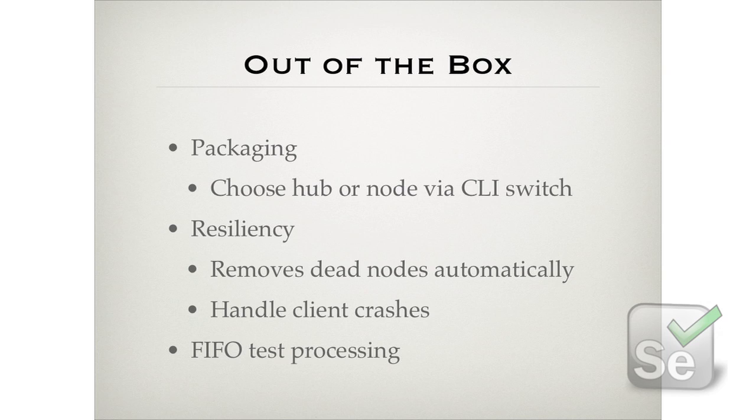And the other default out of the box behavior is the test processing order. So much like Grid 1.0, Grid 2.0 does FIFO test processing. So if you have, say, 2 Android devices registered on your node and you have 50 test requests come in, the first 2 will be dispatched immediately. The other 48 will queue up, and as resources are freed up, they'll get popped off one at a time in a first in, first out manner.